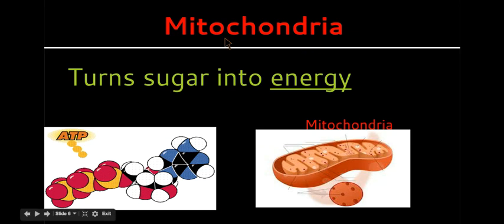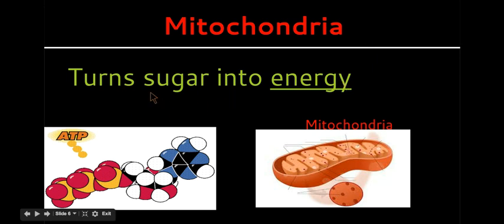The third organelle we're going to talk about today is extremely important, and it's going to keep coming up for the rest of this unit. The mitochondria, that's this red bean looking thing right here with all the folds in the middle. It is so important for cells to have mitochondria because it turns sugar into energy.